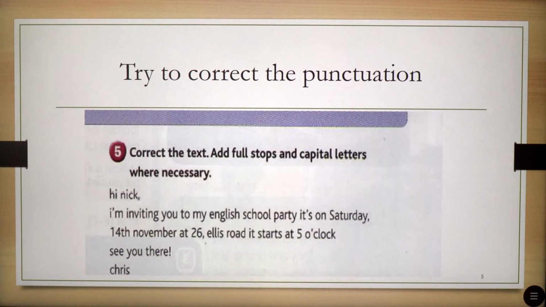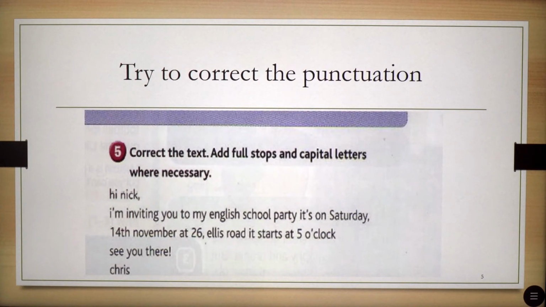First is Hi. It's supposed to be with a capital. Nick, because it's the name of the person, has to be with a capital. Then I, because it's the pronoun I and is the beginning of a sentence. I'm inviting you to my English school party, it's on Sunday. English has to be with a capital. Saturday, 14th of November, so November has to be with a capital.